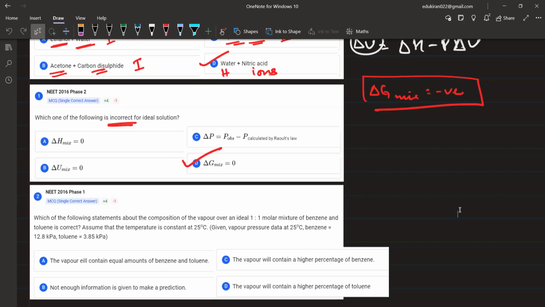It is a theoretical question. Which of the following statements about the composition of vapor over an ideal 1:1 molar ratio of benzene and toluene is correct? We have taken the concentration the same, 1:1. Assume that the temperature is constant at 25 degrees Celsius. Given the vapor pressure data at 25 degrees Celsius, benzene is 12.8 kilopascal, toluene 3.85 kilopascal.